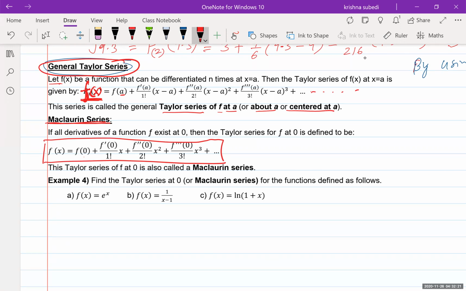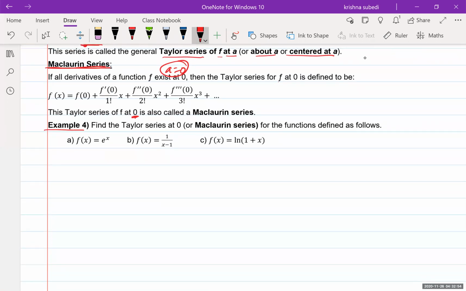We call it the Maclaurin series. All right, so what is the Maclaurin series? If all derivatives of a function f exist at 0, then the Taylor series of f at 0 is defined to be f of x equals f of 0, plus f prime of 0, and so on. So you just substitute a equals 0. And whatever series you get, that series is called the Maclaurin series. So the Maclaurin series actually is a Taylor series at 0. So it's a special kind of series, okay?